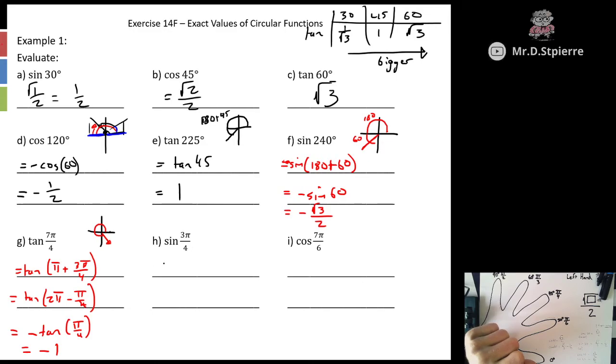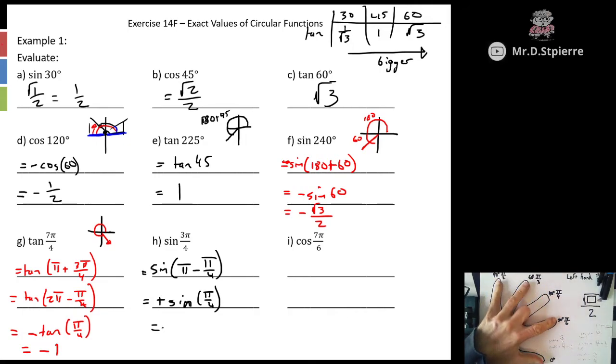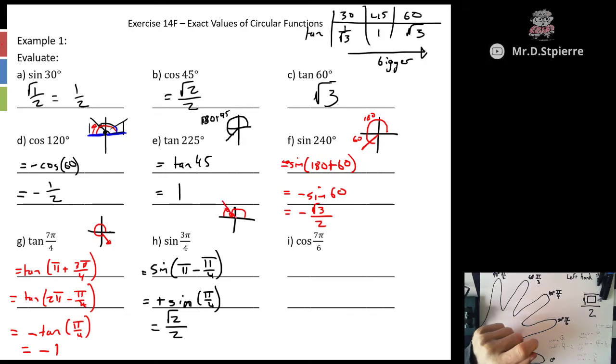Sine of 3 pi on 4, let's see if we can do this without a diagram. That is actually the same as sine of pi minus pi on 4. So that's going to put us in the second quadrant. So that is equivalent to positive, because sine is still positive in the second quadrant, sine of pi on 4, which is root 2 on 2. Draw a little diagram. It's the same as going around pi, and then back up pi on 4. Gets us to that point there.